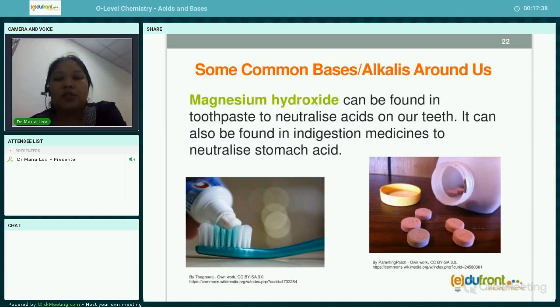Some of the common bases or alkalis that you can see around you are magnesium hydroxide. Magnesium hydroxide is a base because it is not soluble in water. These can be found in your toothpaste to neutralize the acids on your teeth. It can also be found in indigestion medicines to neutralize stomach acids because it is capable of reacting with acids.